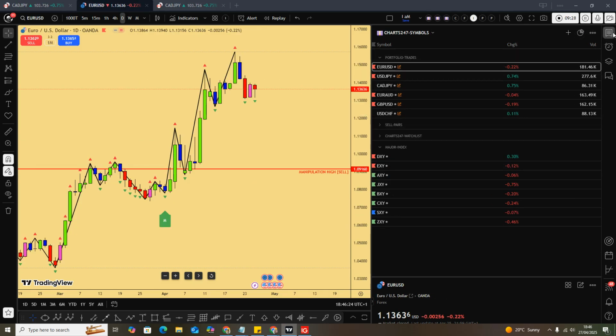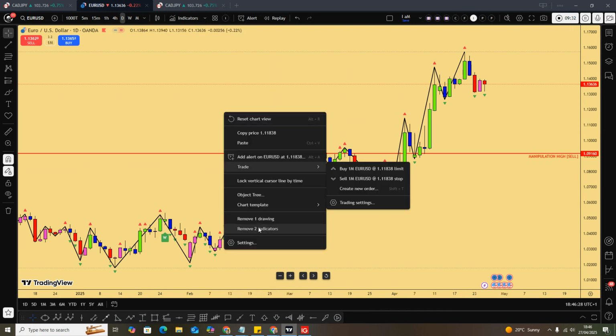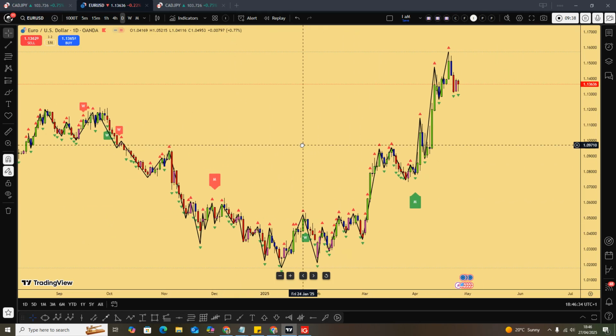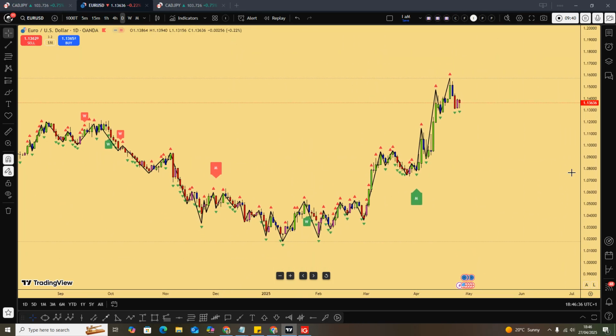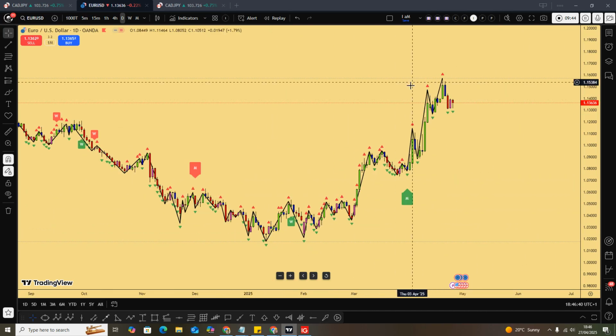Okay, so we're going to be looking at the Euro US dollar first. I'm going to look at the daily chart, 4 hours, and the 15 minutes chart. Okay, so this is the daily chart. You can see this thing is trending up.